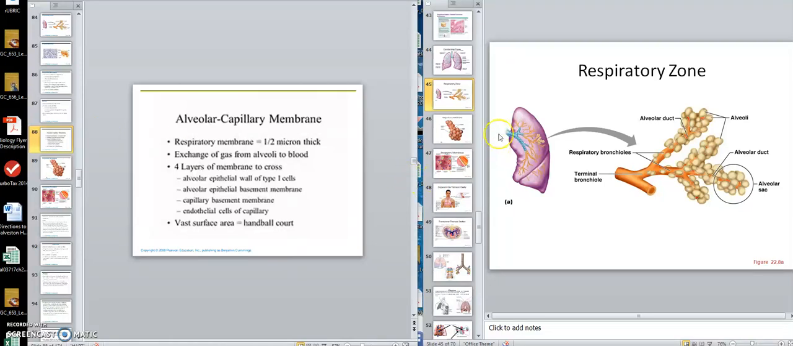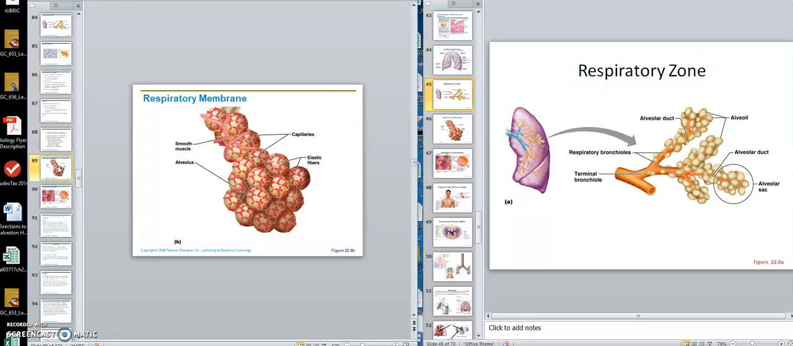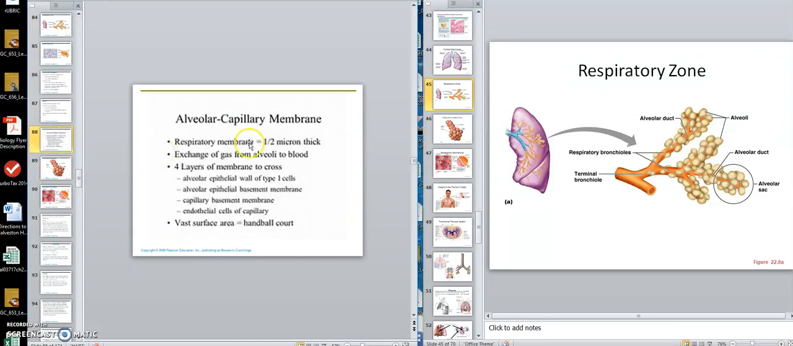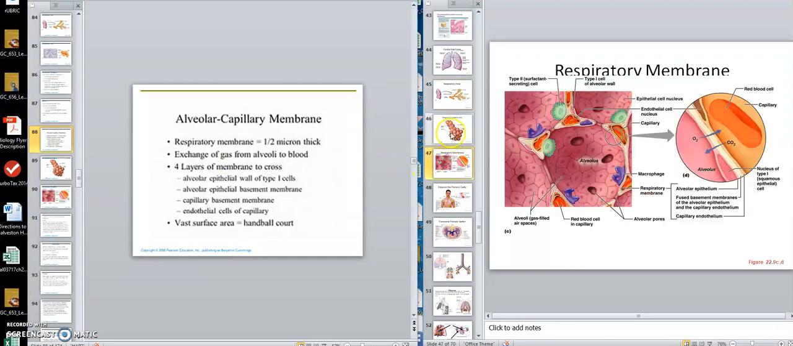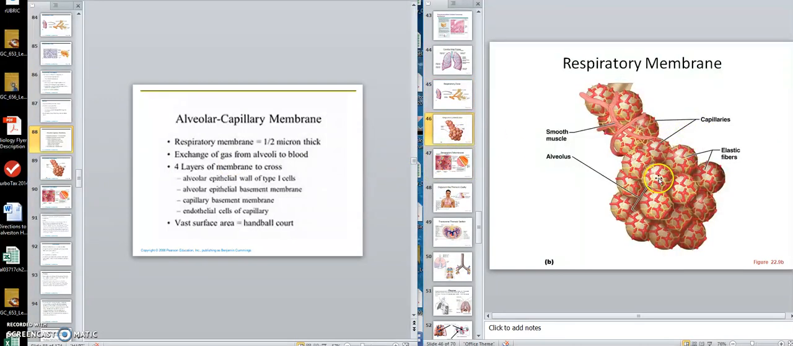Okay, class, we're back to the respiratory zone, and we particularly want to talk about the alveolus, because that's the one where the most is occurring, the most diffusion. All right. Now, we're looking at the respiratory membrane. Let's talk about the alveolar capillary membrane. Okay. The alveolus is being surrounded by capillaries.